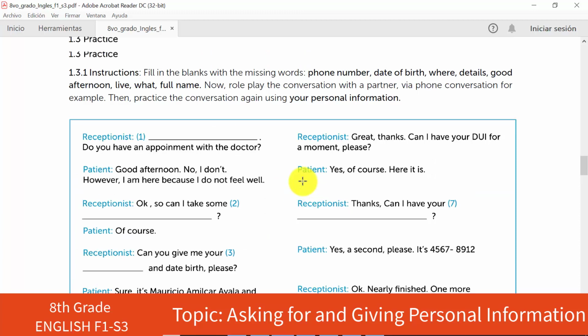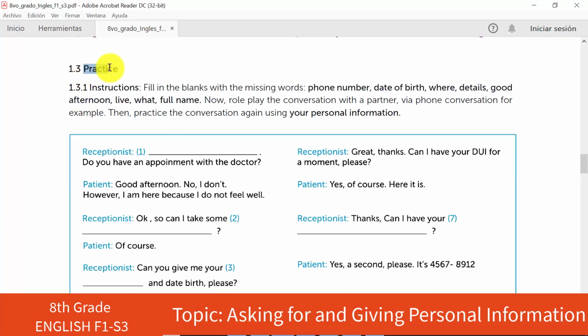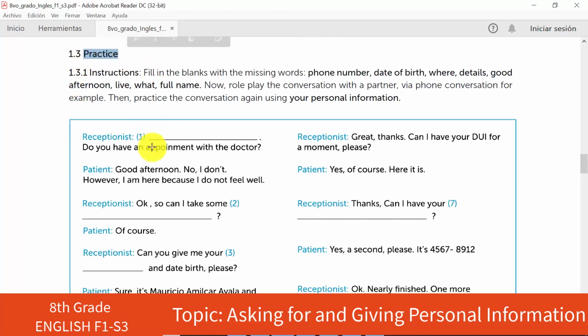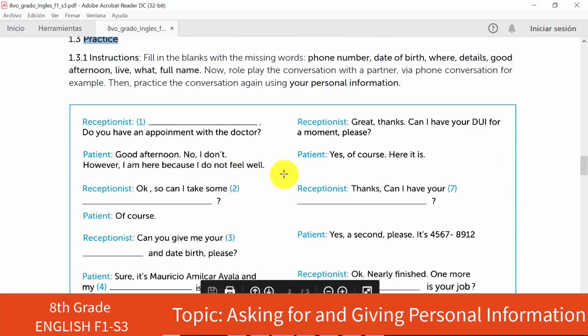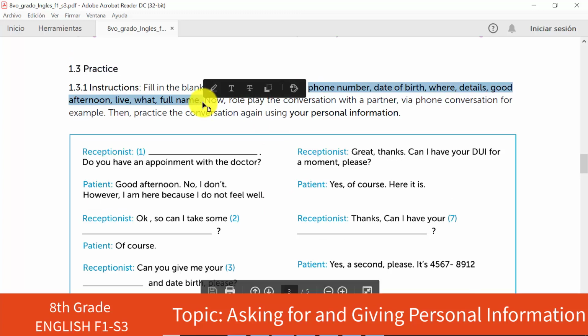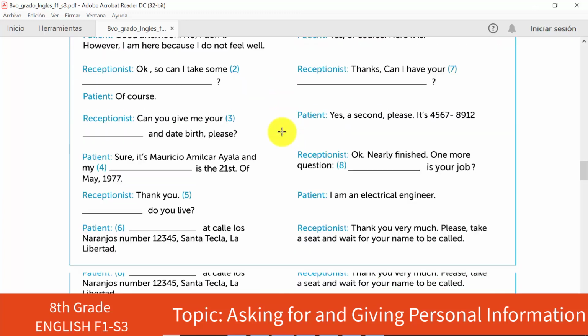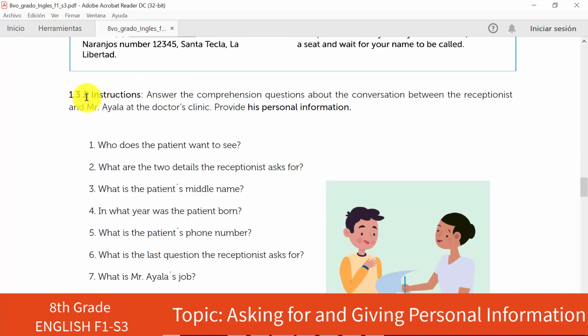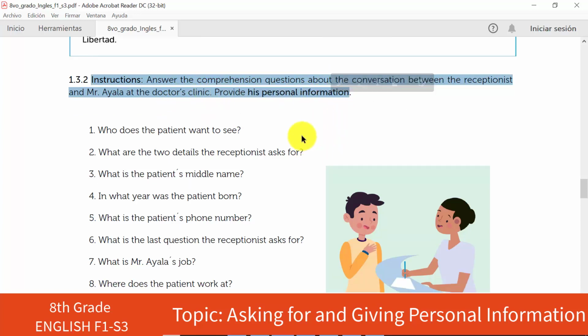¿Ok? Entonces, remember, en practice, vamos a fill in the blanks, rellenar los espacios. We're going to fill in the blanks with these words, con estas palabras. ¿Ok? Ahora, in the next exercise, instructions, answer the comprehension question. Responde las preguntas de comprensión about the conversation between the receptionist and Mrs. Ayala at the doctor's clinic. Provide his personal information. ¿Ok?